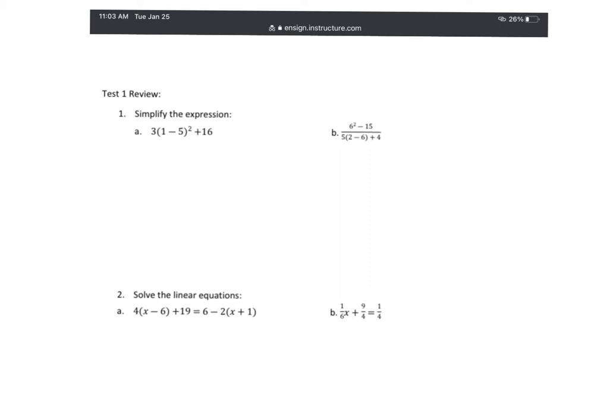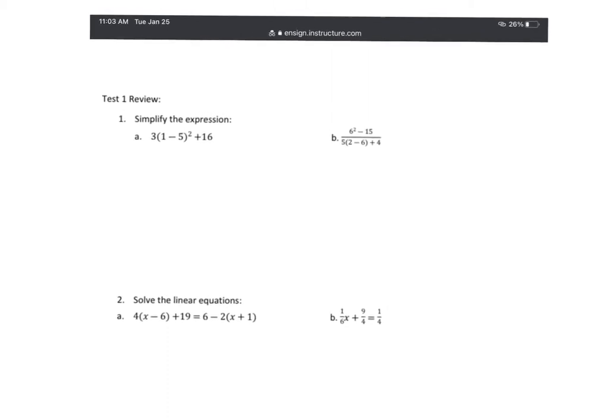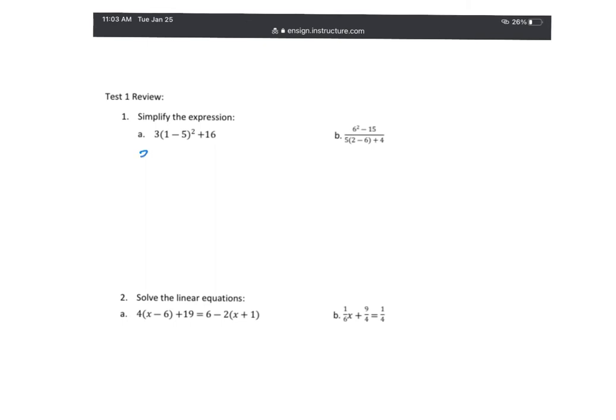Let's look at question 1a. So what we want to do on these questions is order of operations. So we're going to start with inside the parentheses first. So we're going to go 3, and then we're going to go 1 minus 5 is negative 4 squared plus 16. So I just did the inside of the parentheses first.